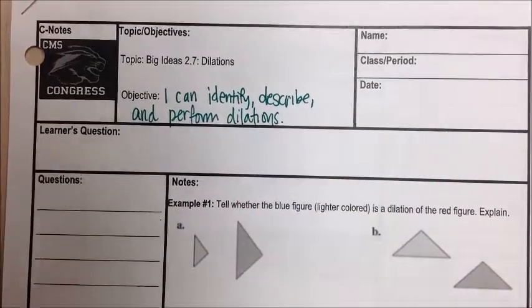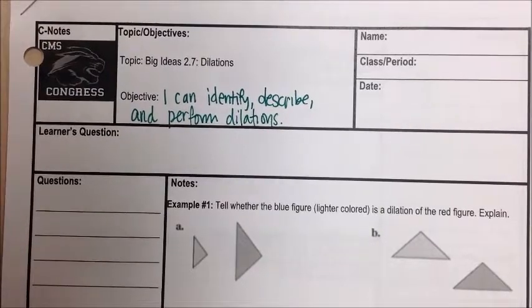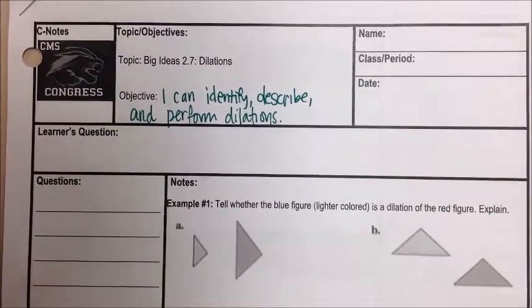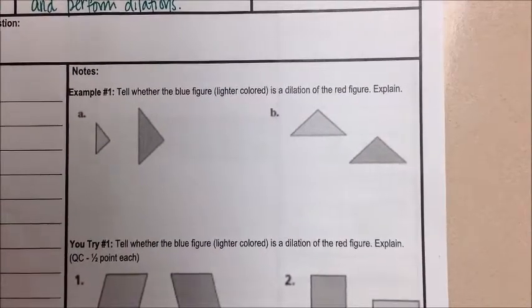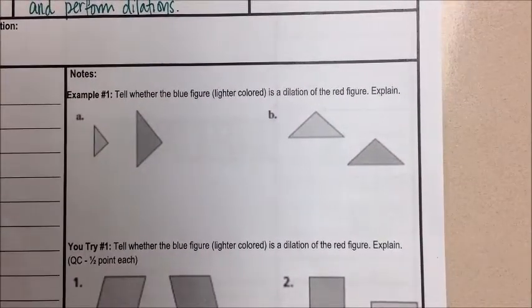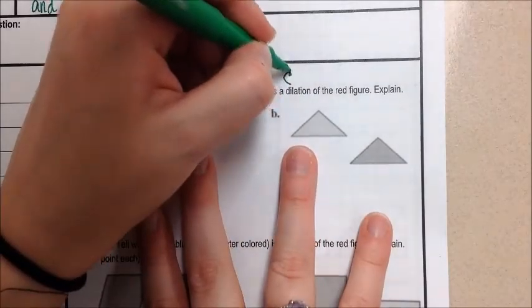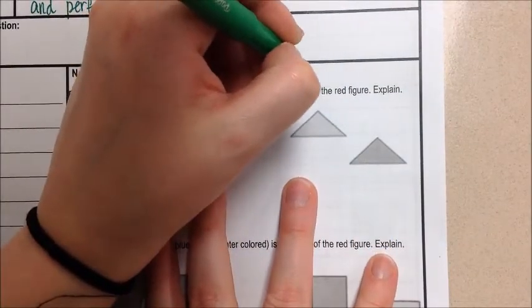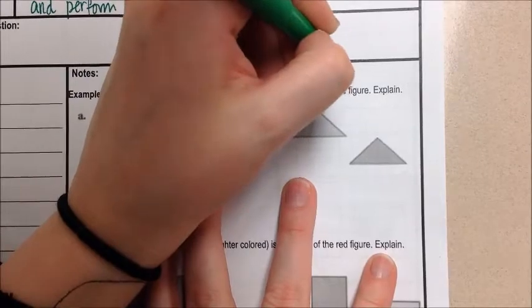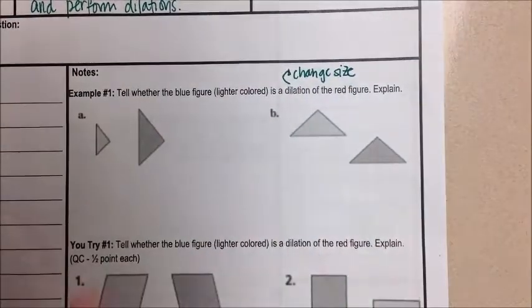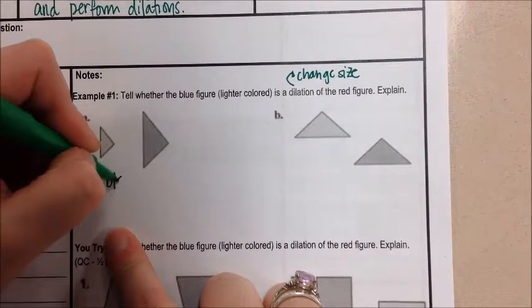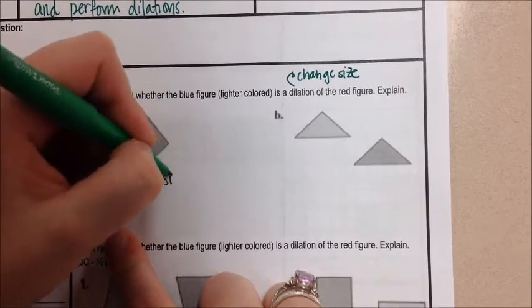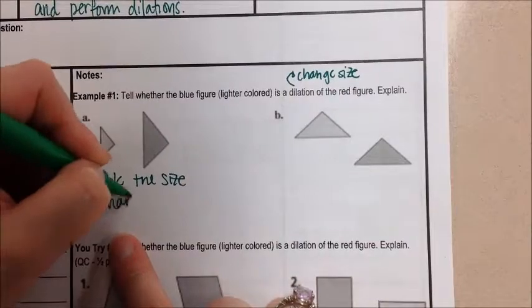You're going to be able to look at one and say it was dilated by this amount, and then you're going to actually be able to do it. Okay? So example number 1 says, tell whether the blue figure, which is the lighter colored one, is a dilation of the red figure. And in order for that to happen, it needs to change size. Okay, so remember, we're changing size. Okay, so on A, yes, because the size changed.